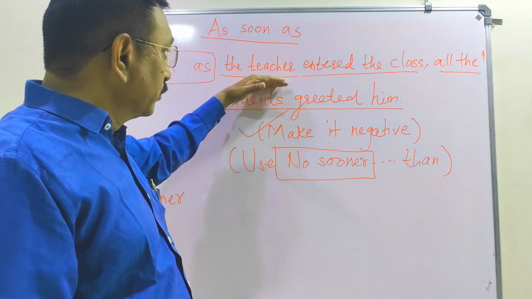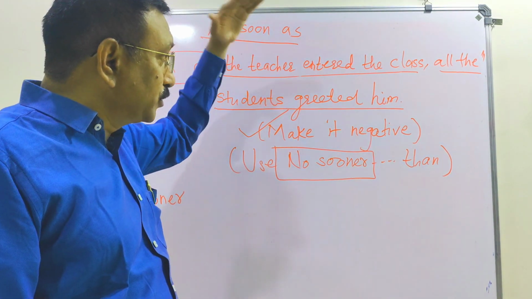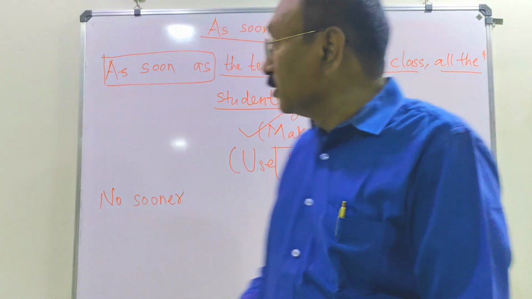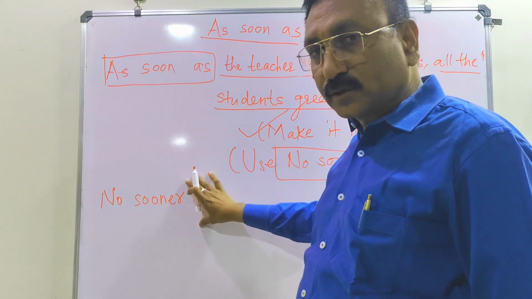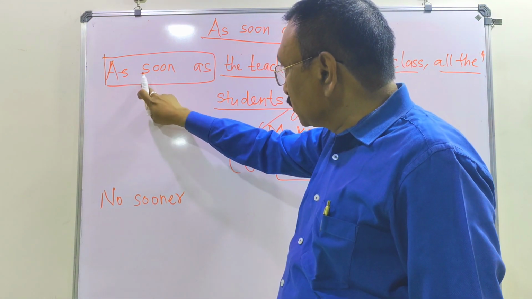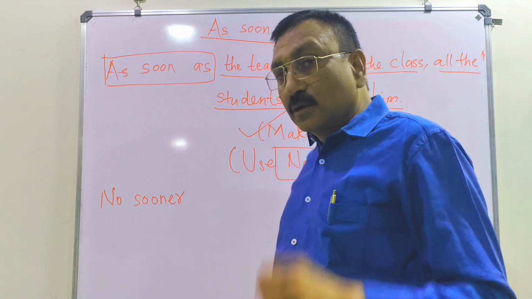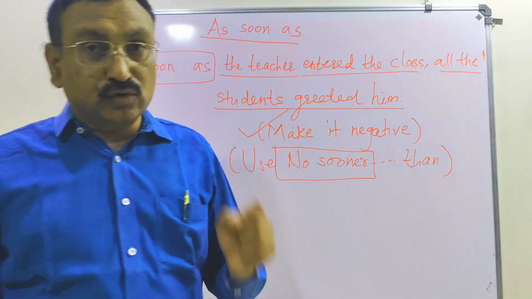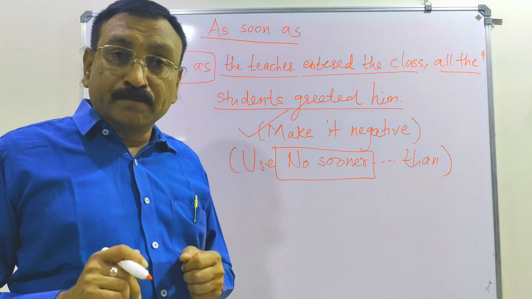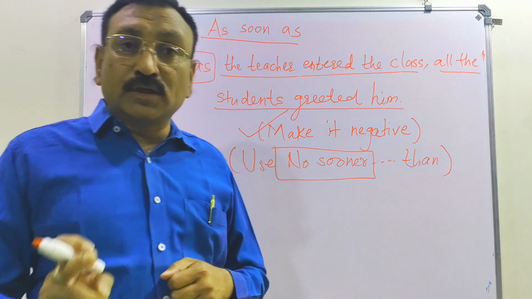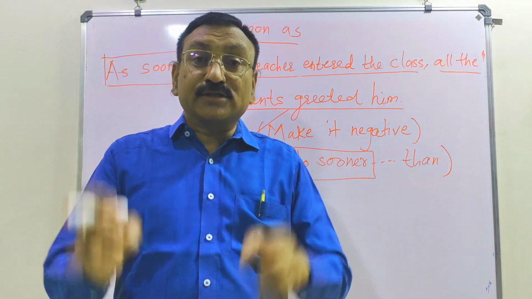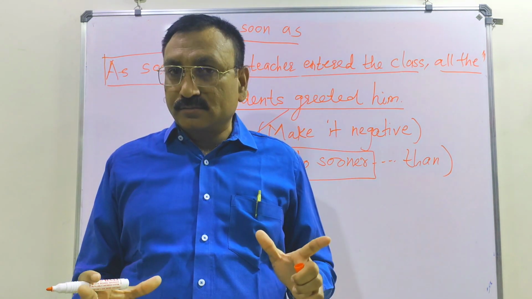Now we are going to transform this affirmative sentence into a negative sentence, or we are going to replace as soon as with no sooner. As I told you, when we replace this conjunction as soon as with no sooner, after the conjunction no sooner, we do not write the first clause immediately. So what do we do? The conjunction no sooner is always followed by the auxiliary verb that is available in the first clause.